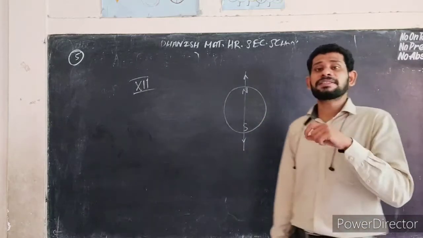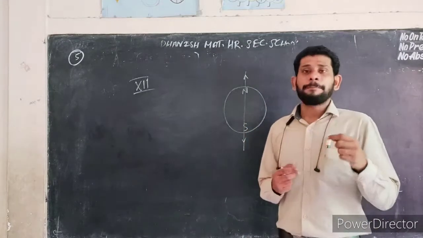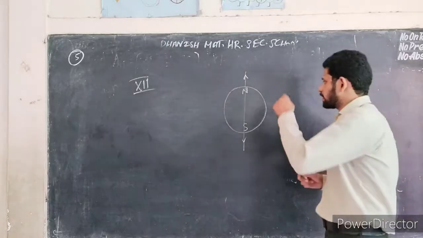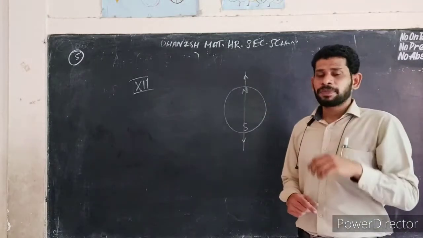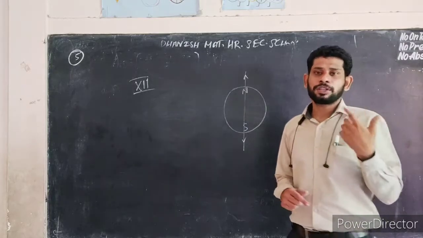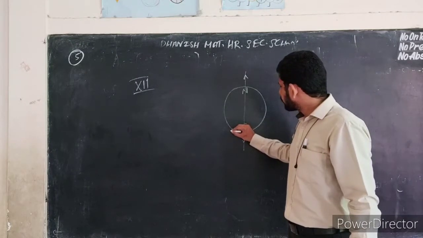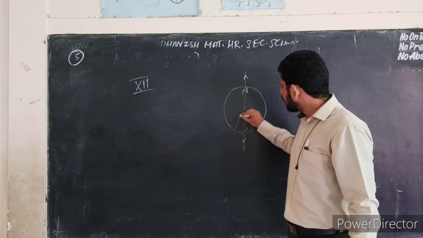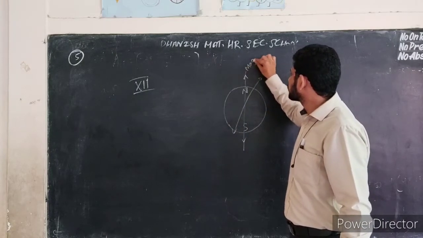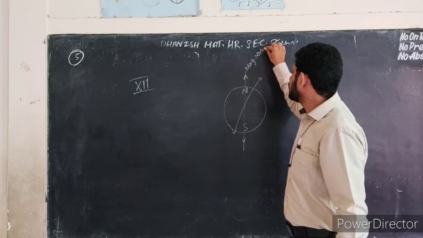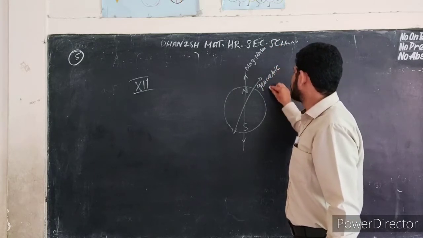When you suspend a bar magnet or a freely suspended needle, it always points towards the north pole and the south pole, which is not exactly on this side. This is your magnetic meridian. This is your geometric meridian.